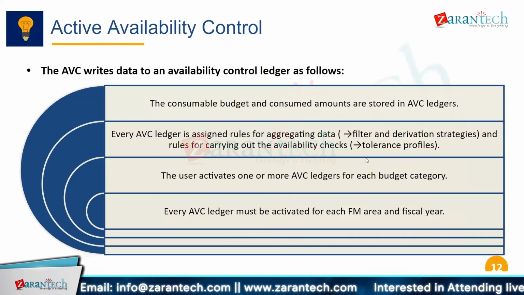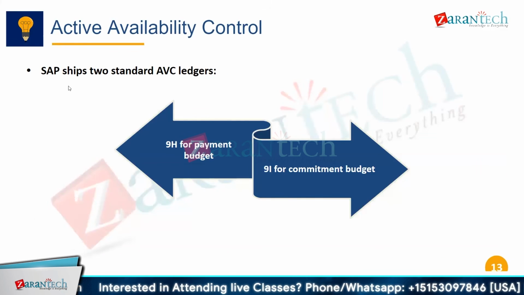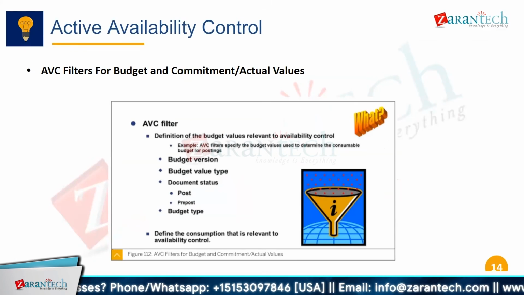The user activates one or more AVC ledgers for each budget category, and every AVC ledger must be activated for each FM area and fiscal year. So in the backend, there is some assignment also, like one AVC ledger for each budget category. Yeah, so SAP ships two standard AVC ledgers, 9H for payment budget and 9I for commitment budget. 9F, so AVC filters for budget and activate commitment actual values relevant for activity availability control.